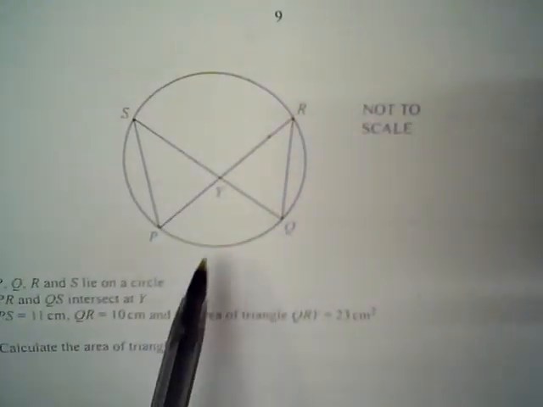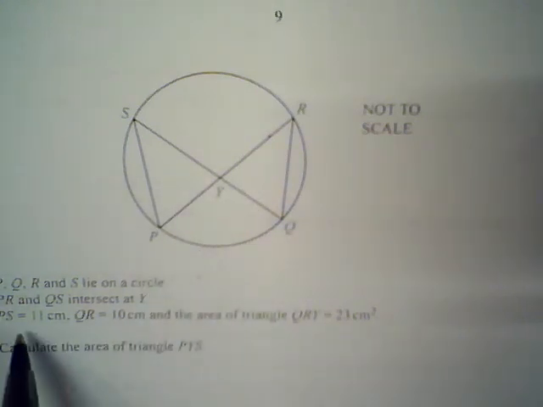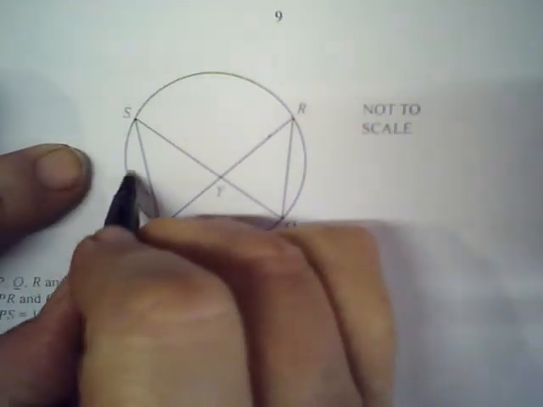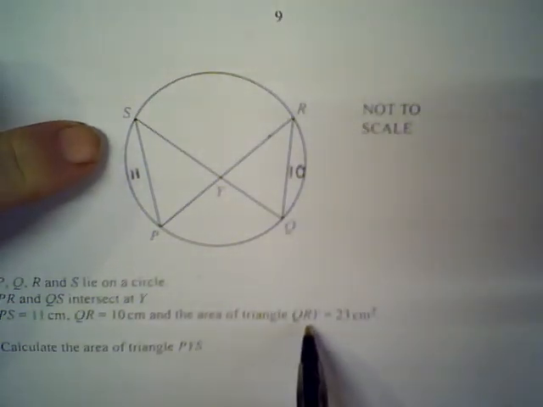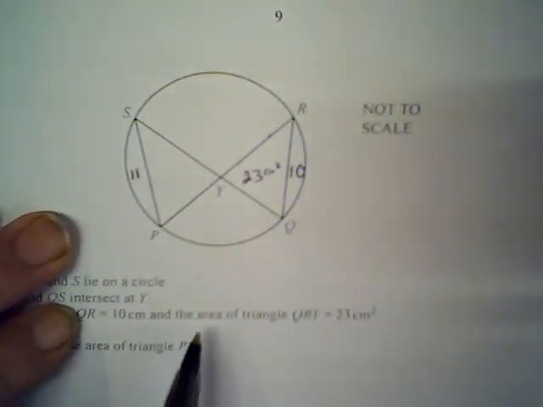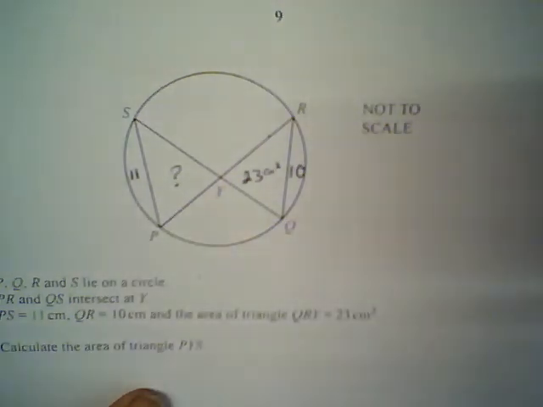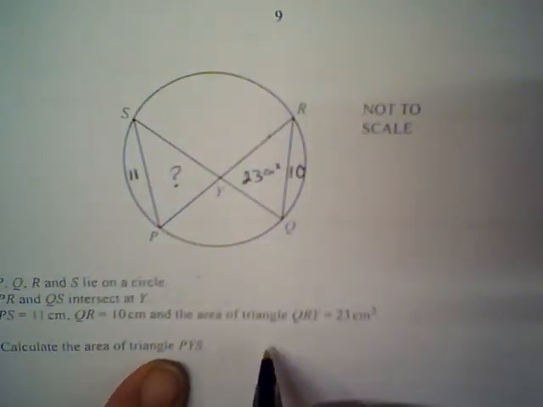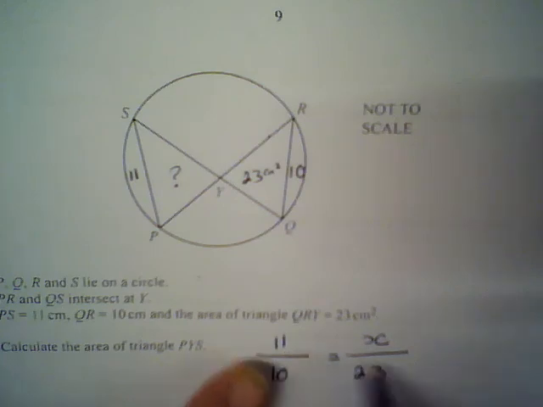Question C, we also have a circle with a shape inside it, and they gave us some information. PS is 11 and QR is 10, and the area of QRY is 23 centimeters squared, and they ask us what is the area of PYS. We want to find this area over there, okay? So this is a ratio question. It is the length over the length equals the area, and we can call that X, over the area, 23 centimeters, but this is centimeters, and this is centimeters squared.